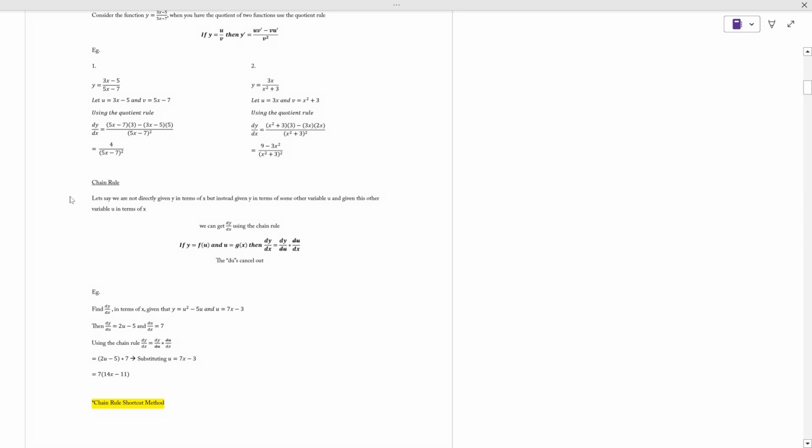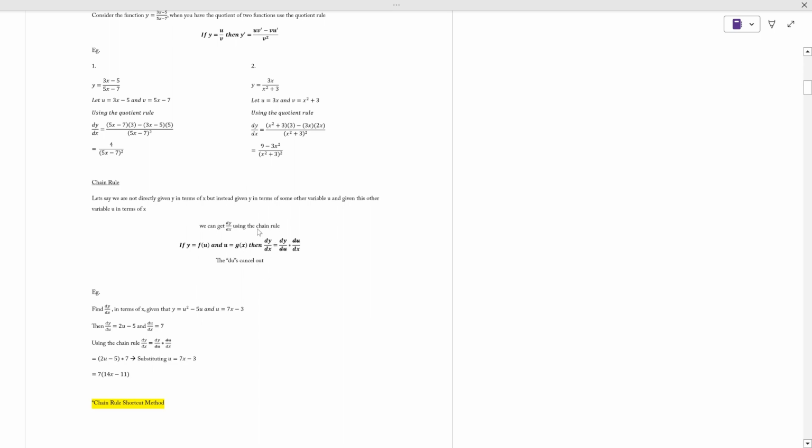So this is probably the most complex one to get your head around, but it's actually the most common one that we'll be using in questions when you're being assessed. So let's say we are not directly given y in terms of x, but instead given y in terms of some other variable u, and given this other variable u in terms of x, right? So slightly confusing, but we'll go through it, yeah? So we can still get dy dx. That's what we're originally chasing after, right? Using the chain rule. So for example, if y is equal to f of u, so y is a function in terms of u, and u is equal to g of x, which is u is in terms of x.